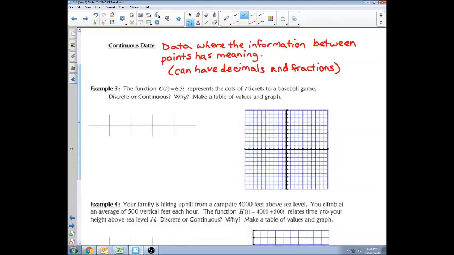The function c of t equals 6.5t. It represents the cost of t tickets to a baseball game. Is this discrete or continuous? So can I have a partial amount of something, or can I not have a partial? Well, we already talked about the fact that tickets to a baseball game, I cannot have partial tickets, so it will be discrete. Why? Because, again, I can't buy a partial ticket.